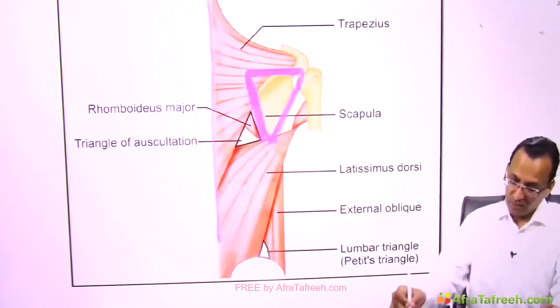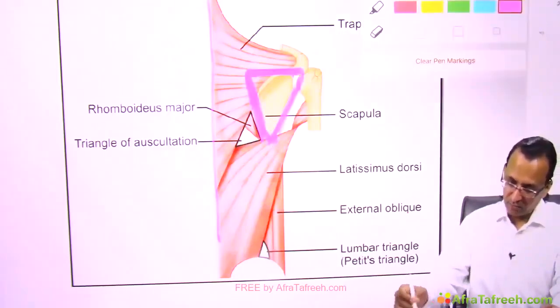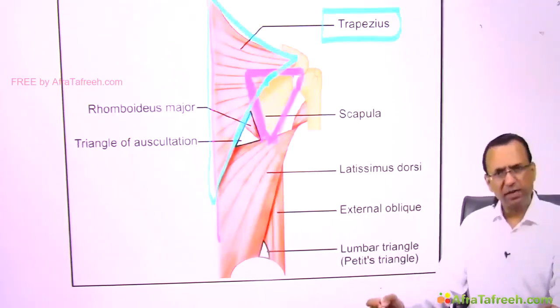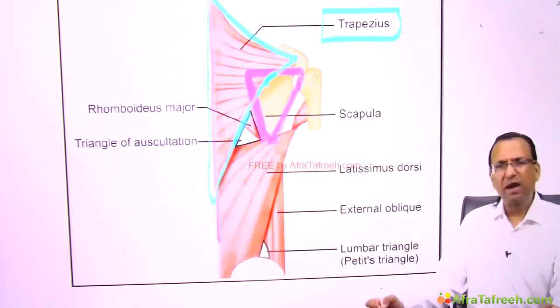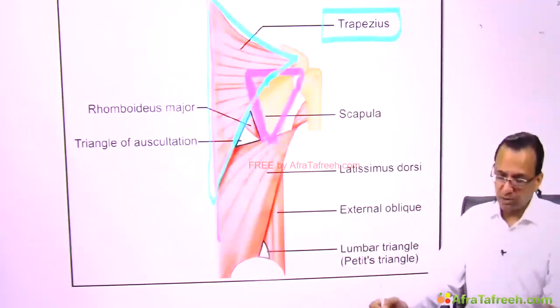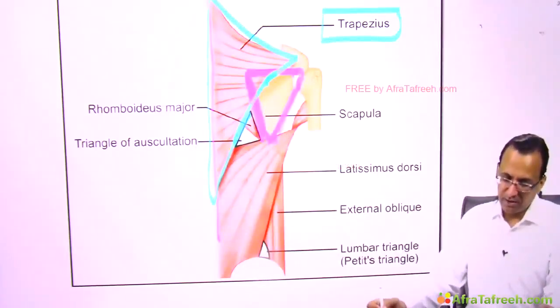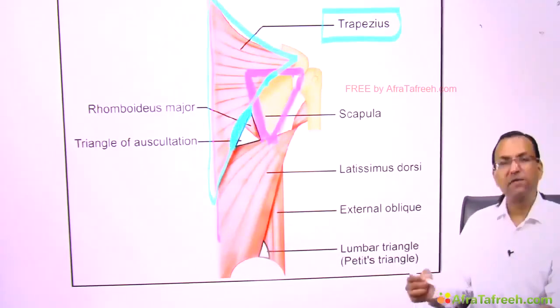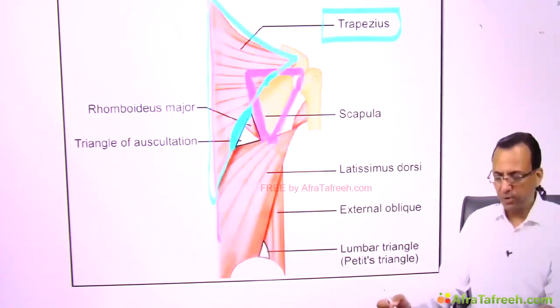What is the other one? I think this triangular muscle. Trapezius is a triangular muscle. I thought it is trapezoid, trapezium. No, it is triangular. If both of them are there, then it is trapezium. It is triangular, trapezius. It is forming the boundary for the triangle of auscultation. This is the muscle of the upper back.